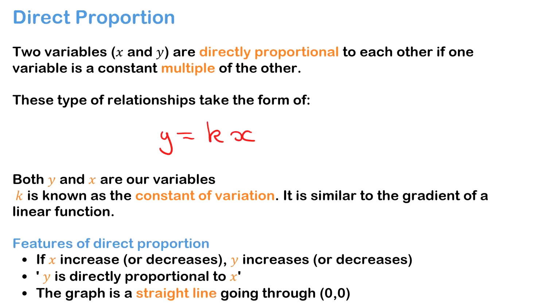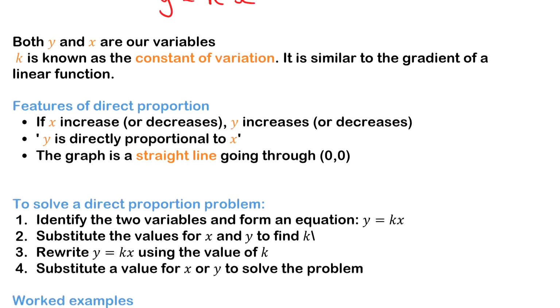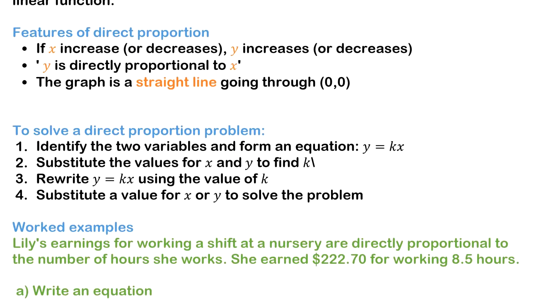They're the things that we input and control. And k is known as the constant of variation. It is very similar to the gradient of a linear function. It is how much y is increasing overall. There are some features of direct proportion. If x increases, y increases. If x decreases, y decreases. They're proportional to each other.